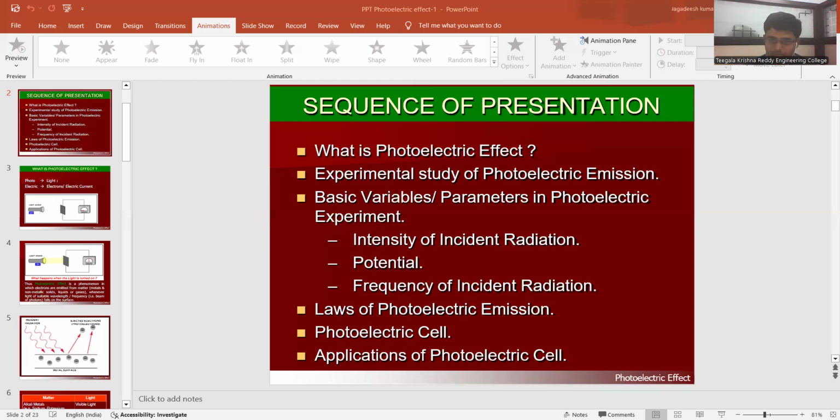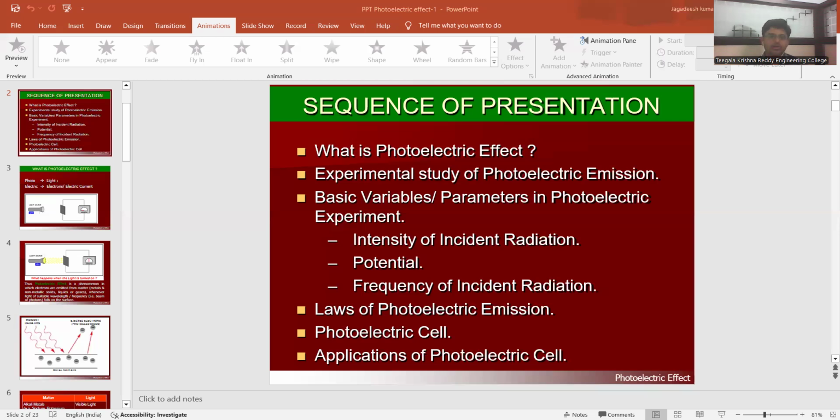We will discuss the photoelectric effect, explaining it sequentially. First, what is the photoelectric effect? Then the experimental study of the photoelectric effect according to Einstein. Millikan experimentally verified the photoelectric effect based on Einstein's explanation. Millikan explained the photoelectric effect on the basis of Einstein, which was experimentally proved, and Millikan got the Nobel Prize for it.